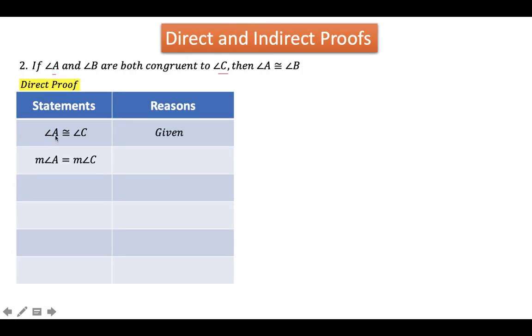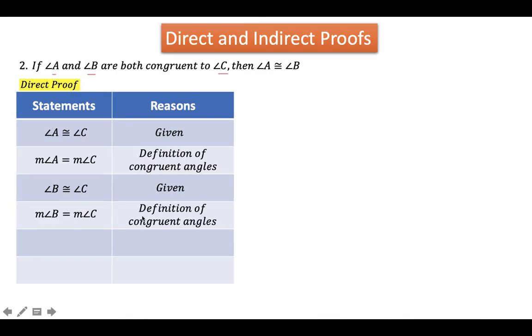If angle A is congruent to angle C, it follows that the measure of angle A is equal to the measure of angle C. That is by the definition of congruent angles. This angle B is also congruent to angle C. That is from our given. And it follows that the measure of angle B is equal to the measure of angle C. That is again by the definition of congruent angles.